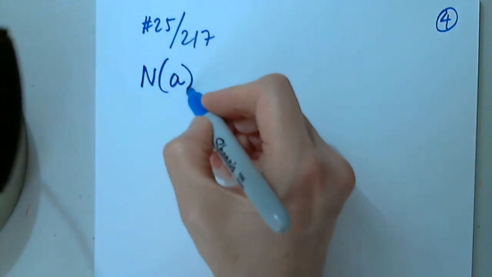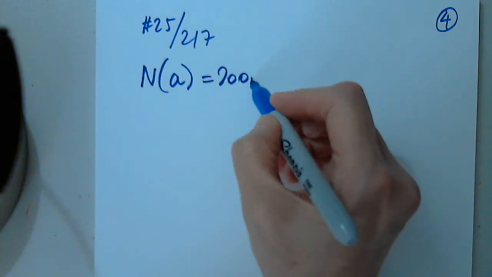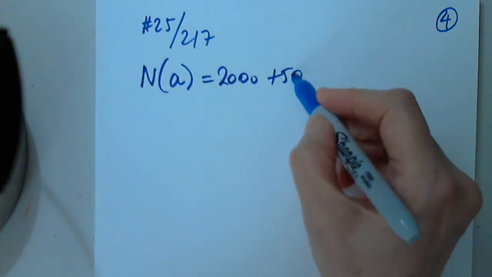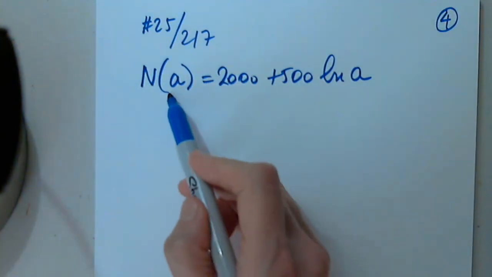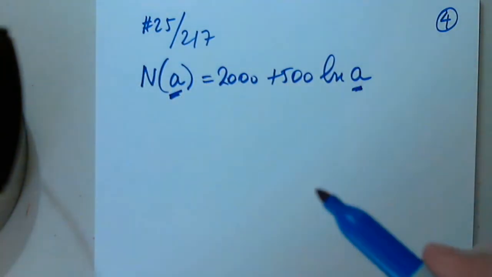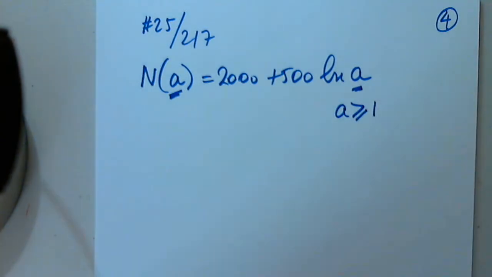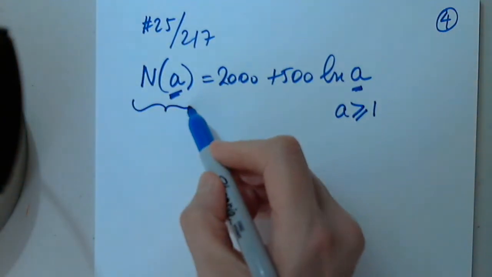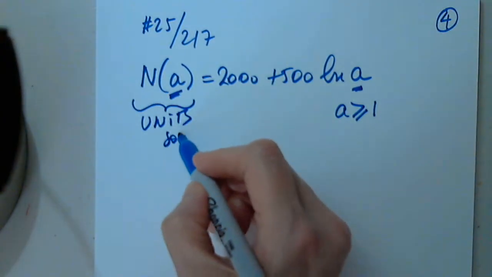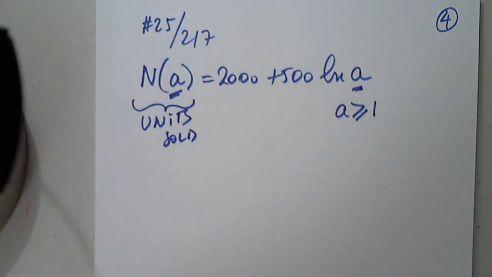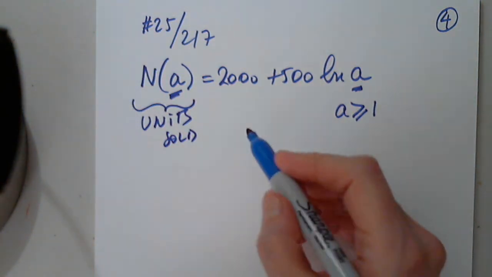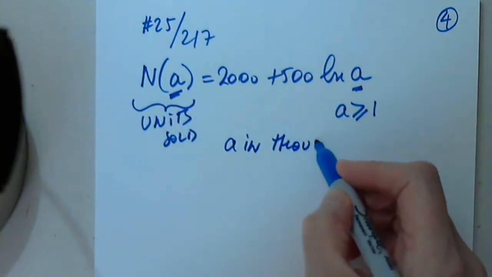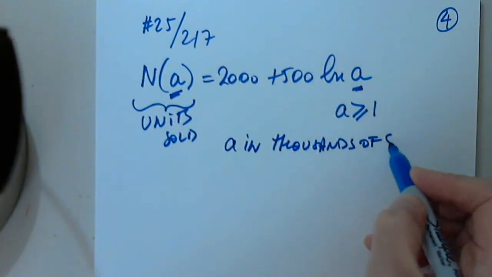Advertising. A model for consumers' response to advertising is given by N of A, which is 2,000 plus 500 natural log A. So this is the variable, and it's right here. And of course, they're telling us this is greater than or equal to 1. N of A is the number of units sold. Always take notes. Units sold. A is the amount spent on advertising in thousands of dollars. A in thousands of dollars.